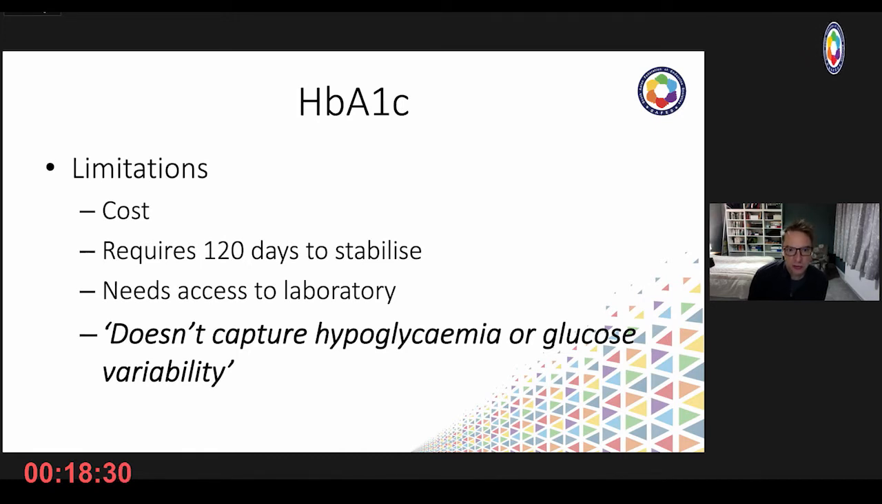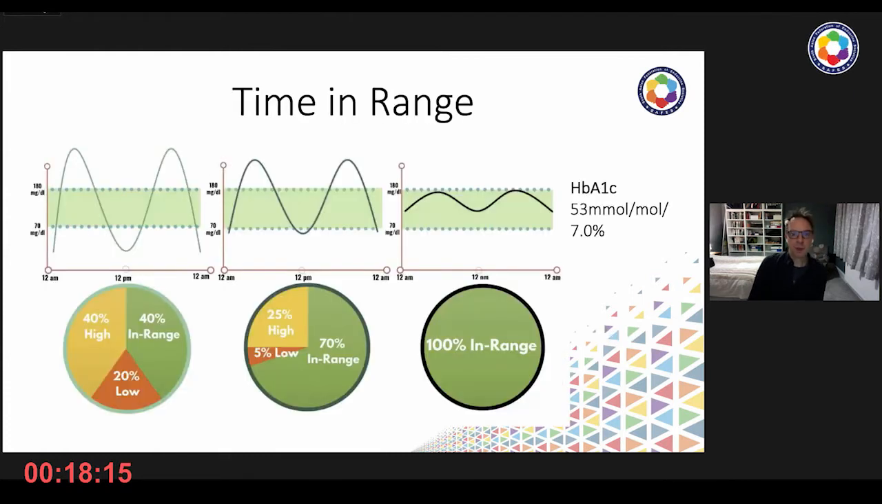machinery. Also, and this has been said very frequently, HbA1c is said to not capture hypoglycemia or glucose variability. And I'll come back to that statement because it's very important when we think about times in ranges. So what is time in range?